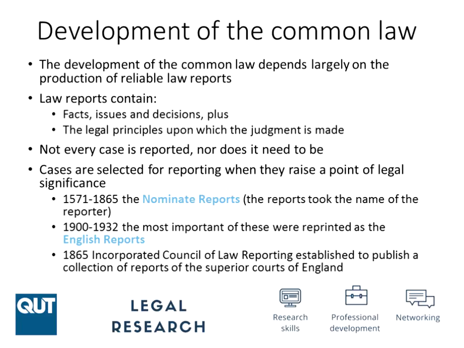So going right the way back, we had, if you remember, the nominate reports. They took the name of an individual reporter, and that was where it was beginning to feel a little bit unreliable, because the individual reporters were writing in their own style, their own narratives. And so there needed to be more consensus and coordination around the law reports. And so the Incorporated Council of Law Reporting was established way back in 1865. Some of those nominate reports were republished, if you like, in the English Reports.